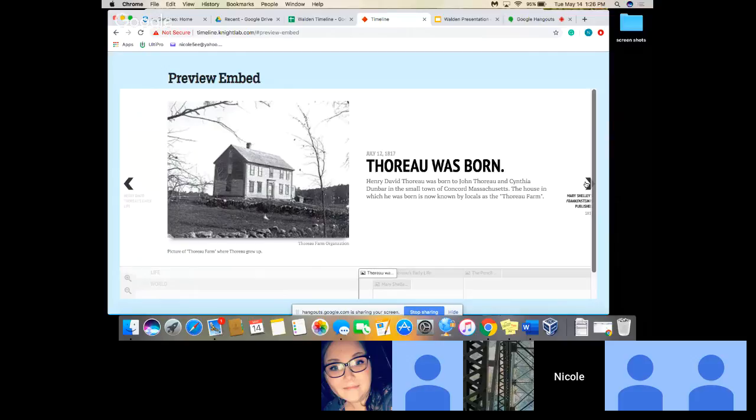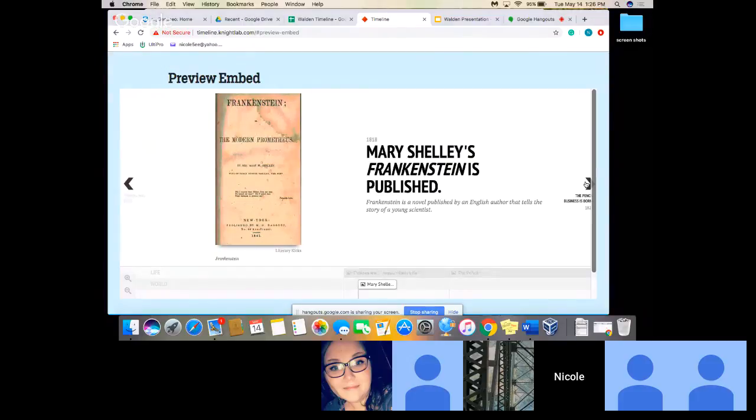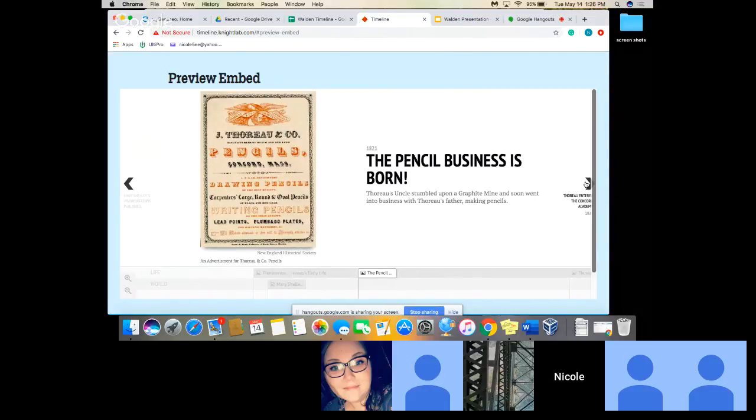And then obviously you see here we added the image, and then the media caption is here. And this corresponds with the life. It's kind of hard to see, it's darker here, but this is the life column of the timeline, or row, or whatever it is. So it corresponds with this. So it'll continue here. And then we also incorporated different historical events of the time. So Mary Shelley's Frankenstein was published. Then the pencil business. Sorry, I got a little spazzy with the titles.